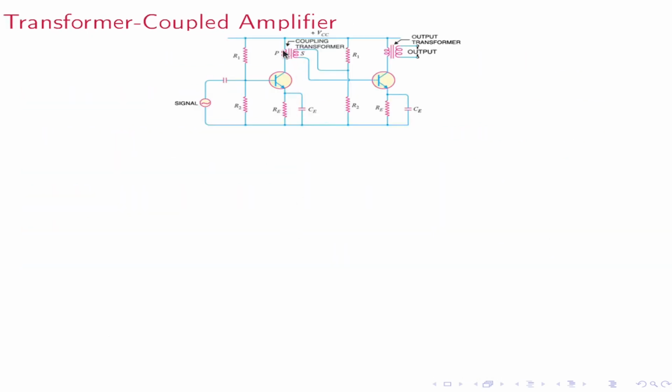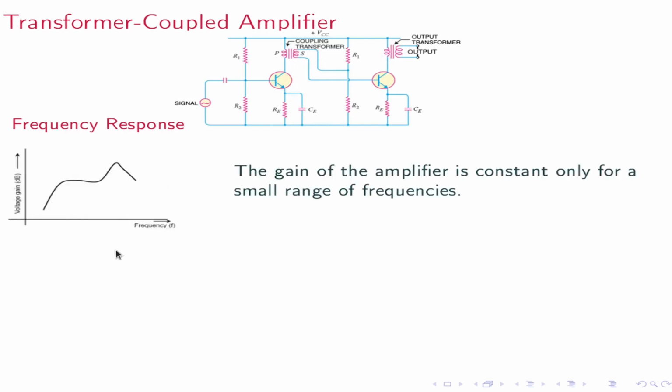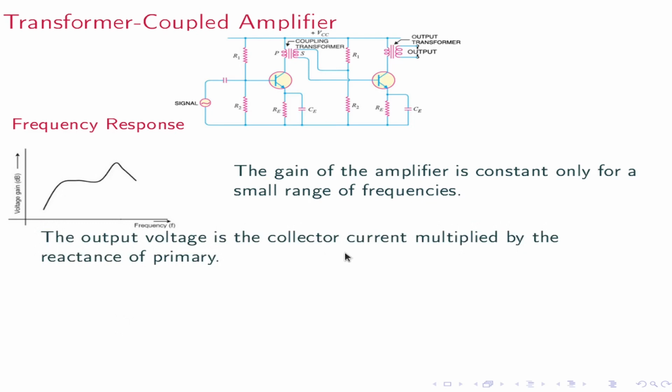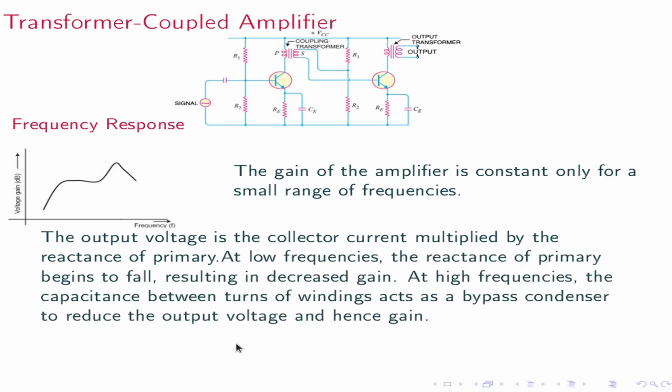Transformer coupled amplifier: here a transformer is used to couple between different stages. Its frequency response is this one. The gain of the amplifier is constant only for a very small range of frequency. The output voltage is the collector current multiplied by the reactance of the primary of the transformer. At low frequencies, the reactance of the primary begins to fall, resulting in decreased gain.